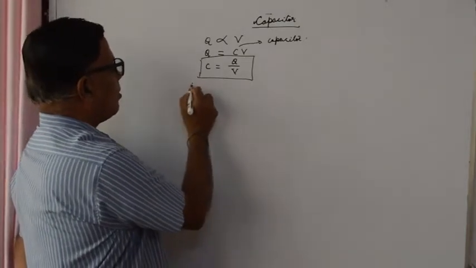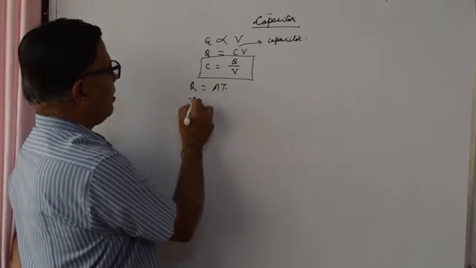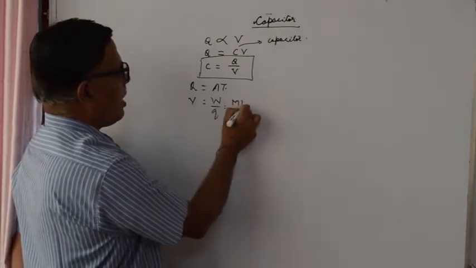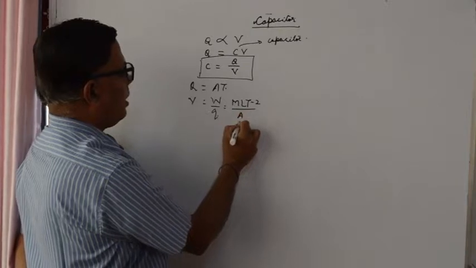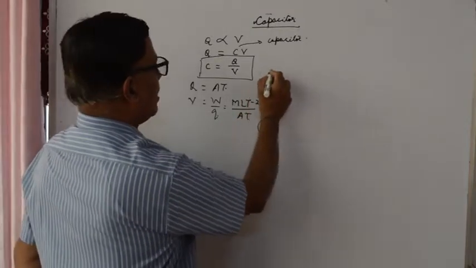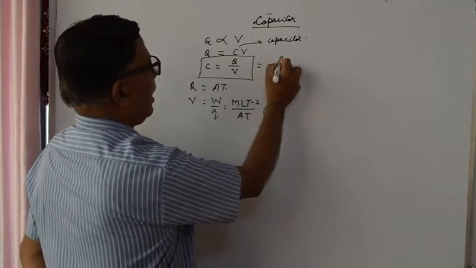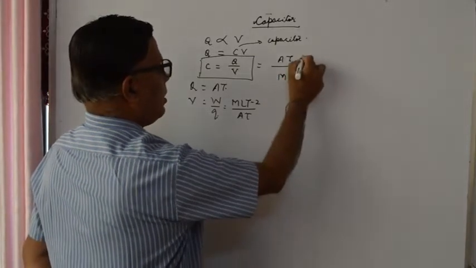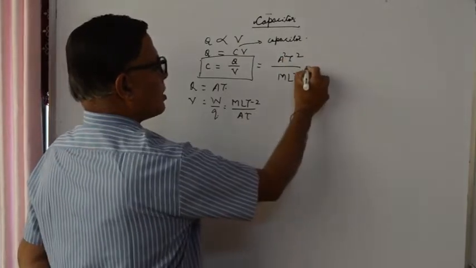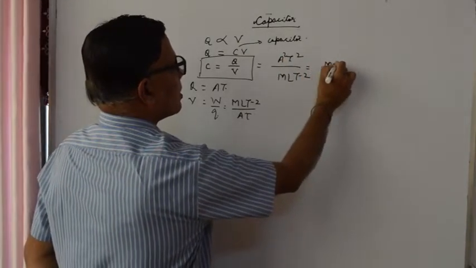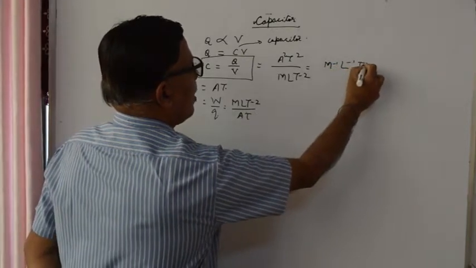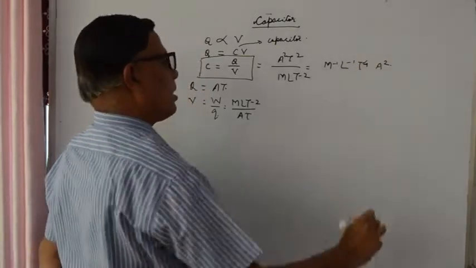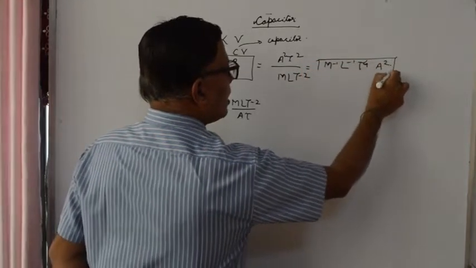We know that Q is equal to A into T and V is equal to W upon Q, that can be written as M L squared T to the power minus 2 upon A T. So we can write here C is equal to A T upon M L squared T minus 2 into A square T square, or this can be written as M inverse L inverse T to the power 4 into A square. This is the dimensional formula for the capacity.